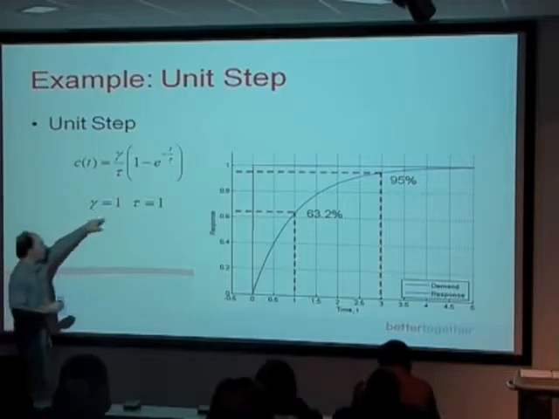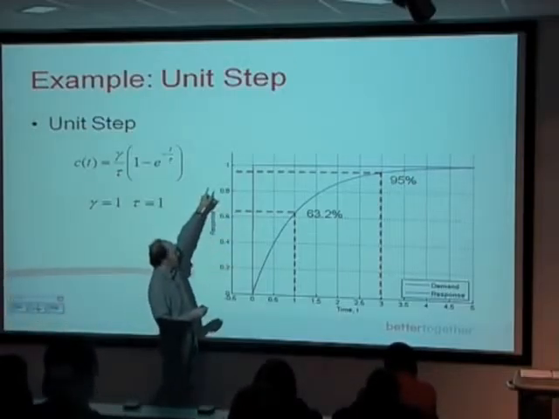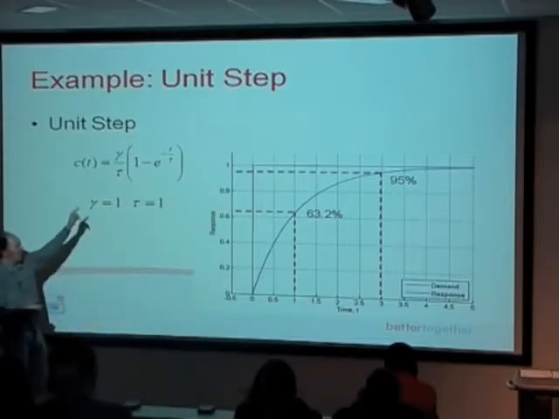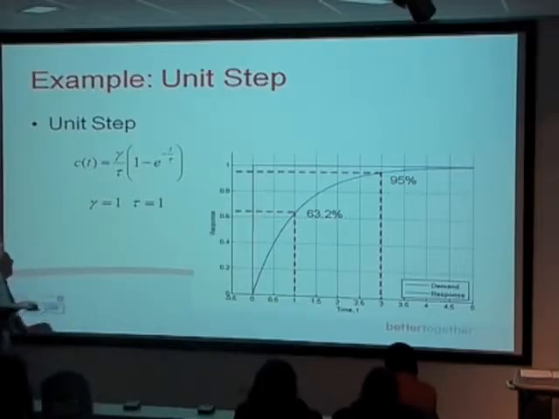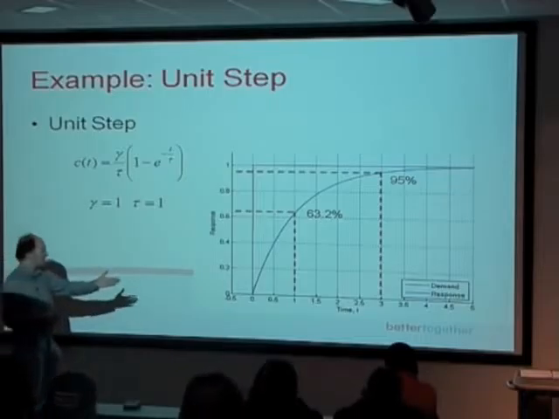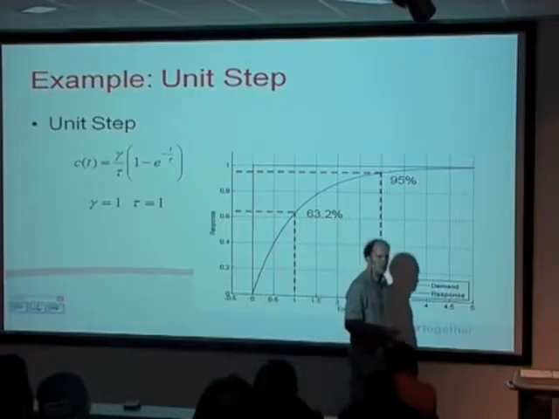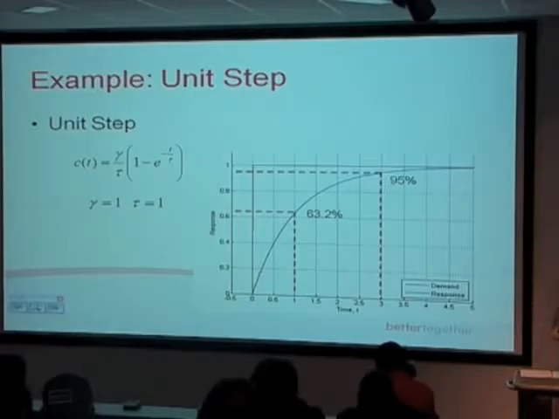That's if the gain was 1. If the gain wasn't 1, then we'd obviously have a final value up where the gain is. So if the gain was 3, our final value would be 3 in a sense. We'll look at that in a second. So this is a standard first-order system. This is the response you'll always get with a first-order system. In 1 time constant, you will get 63% of the way to your final value.